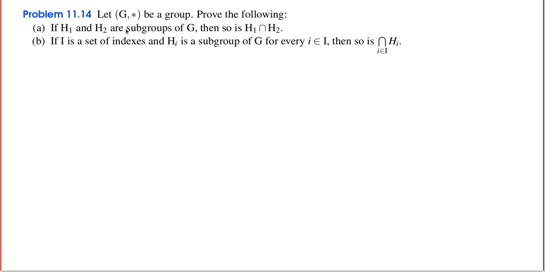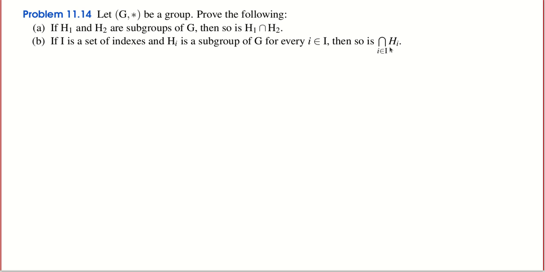Okay, in here we have to prove, given a group G, if H1 and H2 are subgroups of G, then so is the intersection. And more general than this statement, we have a set of indices I, and we have that Hi is a subgroup of G for every choice of the index in this set. Then the intersection over all the indices of these subgroups is also a subgroup, right? We have to prove that.